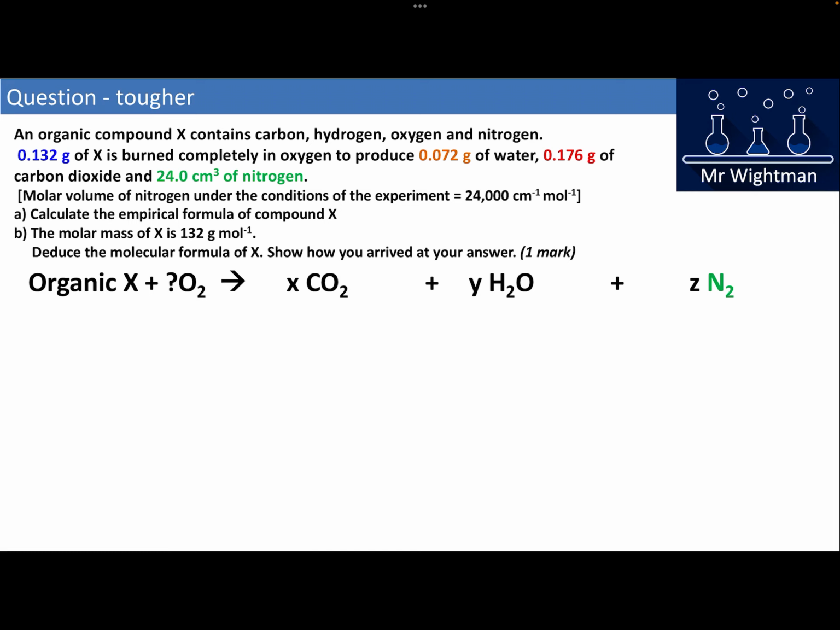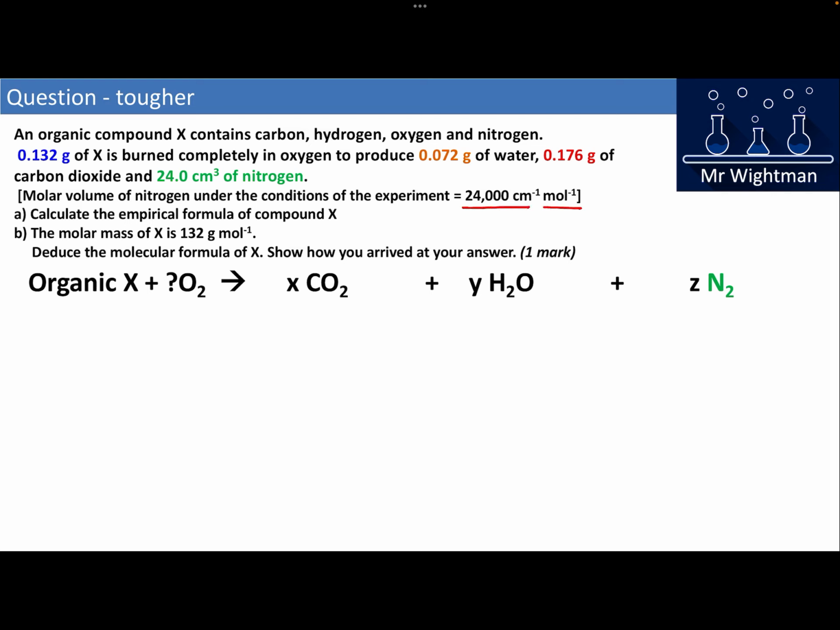So we have a question where we now actually have carbon, hydrogen, oxygen, and nitrogen. And the mass of the organic compound X is burned in oxygen as normal. And we get our values for mass of water, mass of carbon dioxide, and in this case, mass of nitrogen. So this one actually is more challenging. We are presented with even more information where you should know that under standard conditions, 1 mole of any gas will occupy the same volume, in this case 24,000 centimetres cubed or decimetres cubed. So this means the amount of volume per mole.